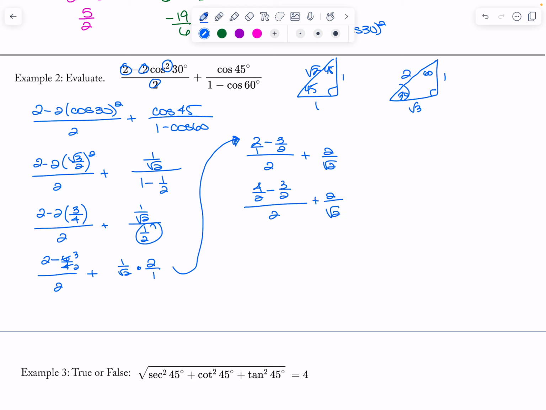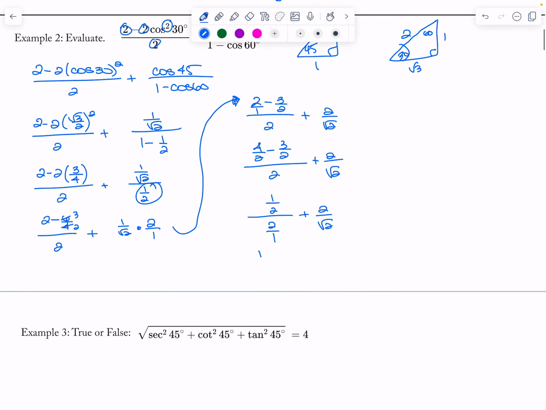So 4 halves minus 3 halves gives me 1 half over 2. And that 2 is technically over 1. And then plus 2 over root 2. So I invert and multiply my first fraction. So 2 over 1 becomes 1 over 2. Plus, I can rationalize my denominator. I mean, I could have done it earlier. 2 root 2 over 2. Got a lot of 2's floating around.